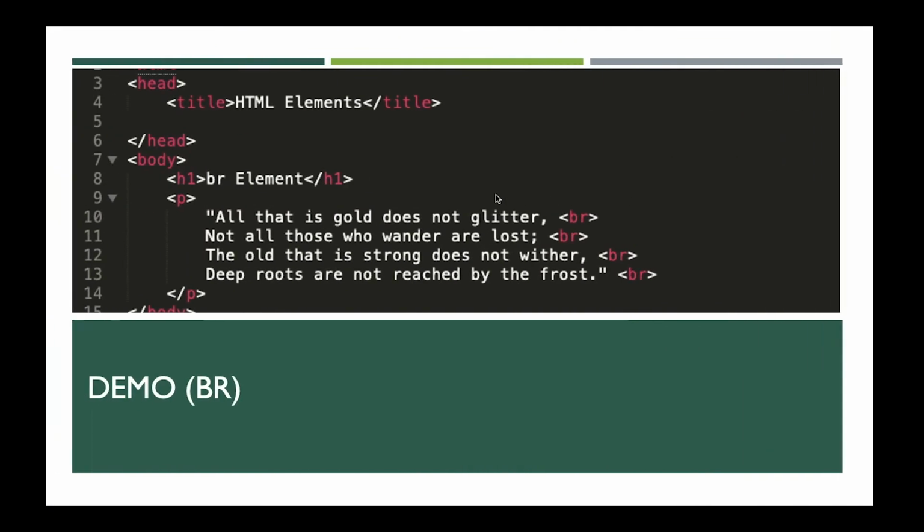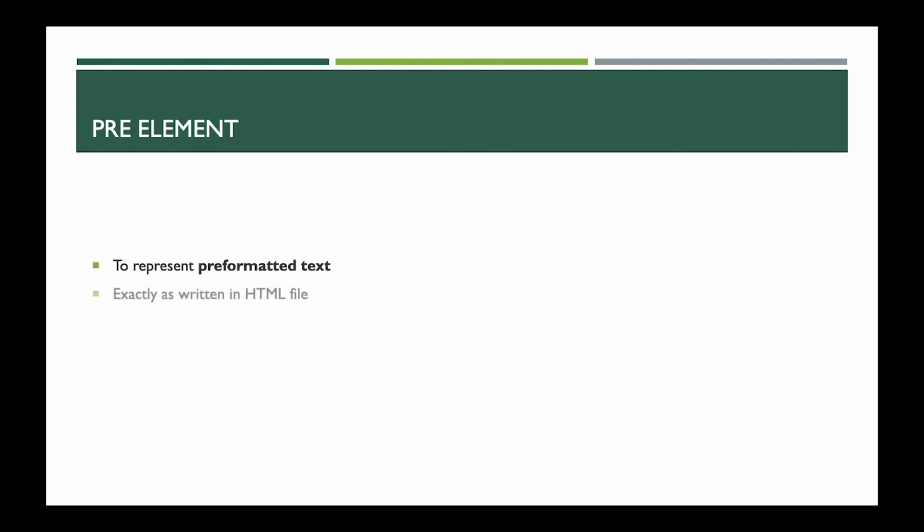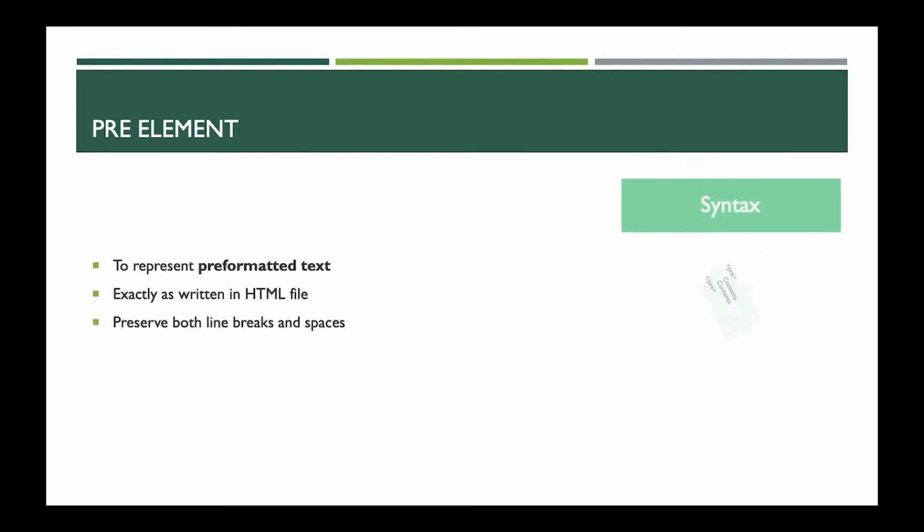With that being said, let's now look at the pre element in HTML. The pre element is used to represent preformatted text, meaning that when the browser receives our HTML file, it does not process anything. It does not remove spaces, tabs, or new lines within a pre element, because the browser is instructed that this text is already formatted, so you do not have to touch anything within that element.